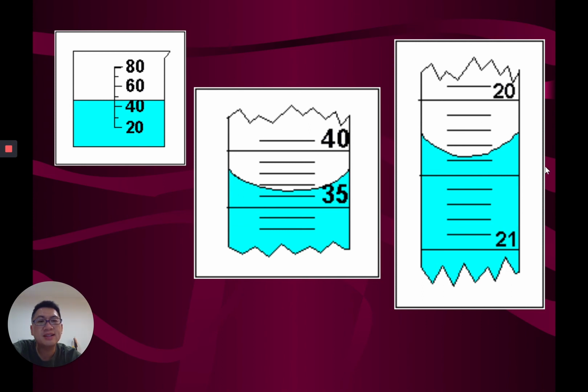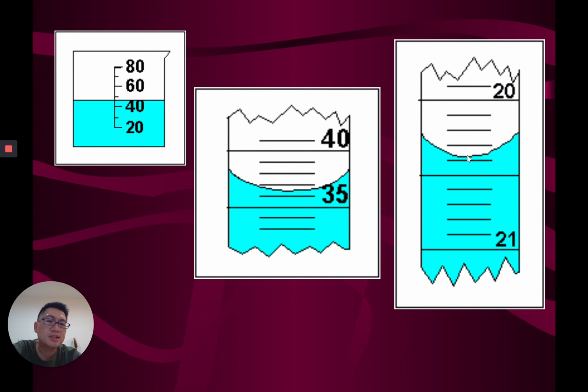Here, if I want to read this, another trick question. Notice here, this is 20 and that here's 21. So this would be 20.1, 20.2, 20.3, 20.4. It's between 20.3 and 20.4. So 20.1, 2, 3, 20.38-ish. Okay.